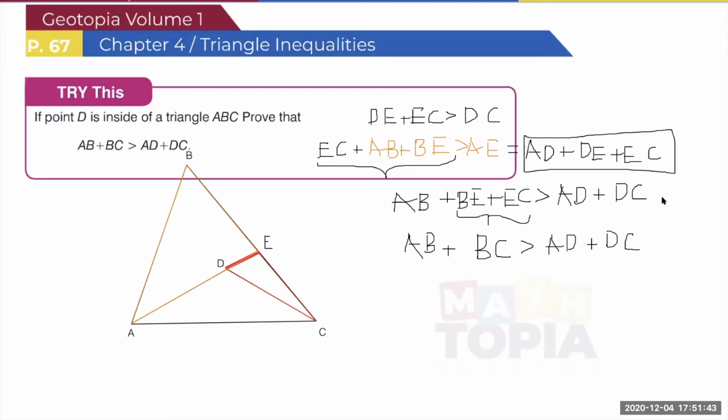Yes, QED. That's an awesome proof. Thank you, and it's perfectly understandable. Thank you, Andrew.